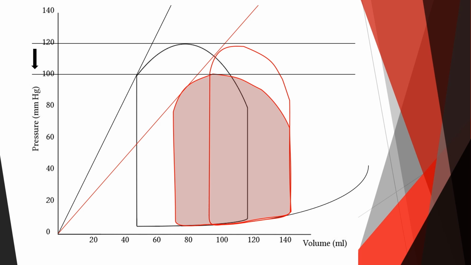What happens if we reduce afterload? Now, the red graph with a clear inside versus the red graph with a reddish tinge shows you that difference. Why do we emphasize an afterload reduction, whether that's with ACE, ARB, ARNI? As you can see in this graph, a decrease in afterload leads to a reduction in end systolic volume and overall greater stroke volume with a reduction in pressure and more of an ejection time.